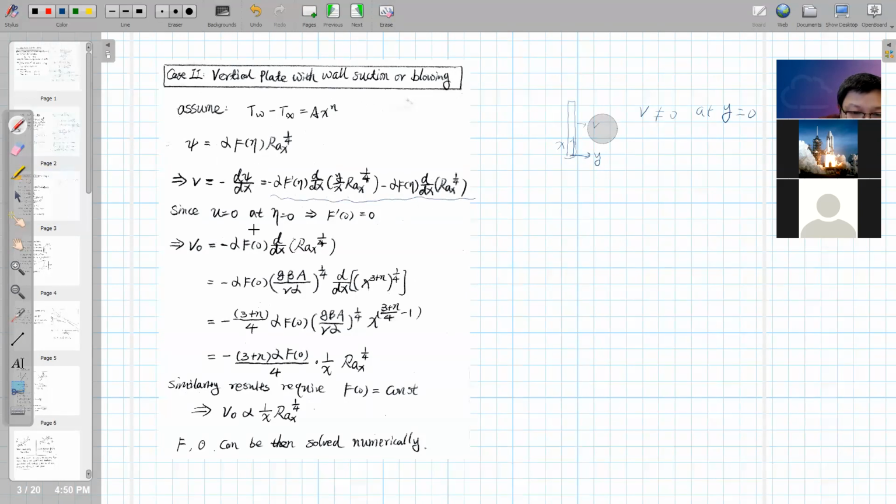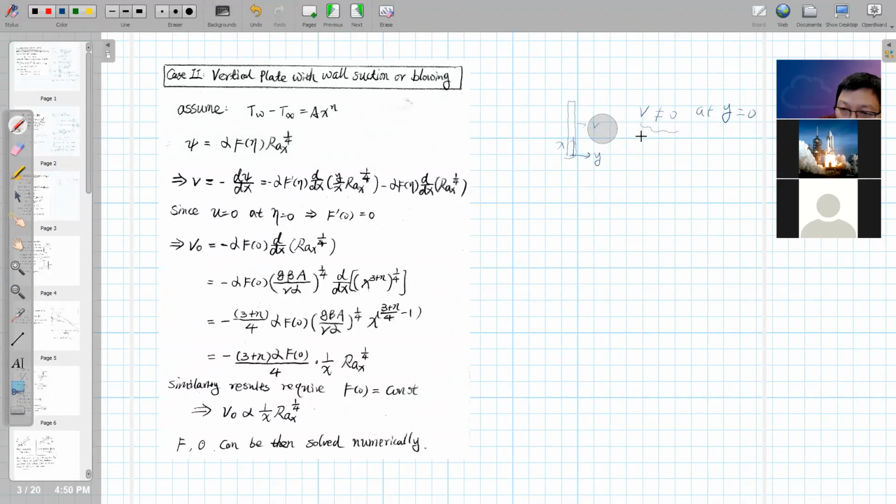One thing we know about the boundary condition is that the u velocity can still be 0 at eta equal to 0, at the wall. That means f prime 0 will be 0. So when you calculate v at 0, the v velocity at y equal to 0, this term can go, because of the boundary condition u equals 0, since f prime 0 equals 0. This term is 0. So this will be the v velocity at the wall.